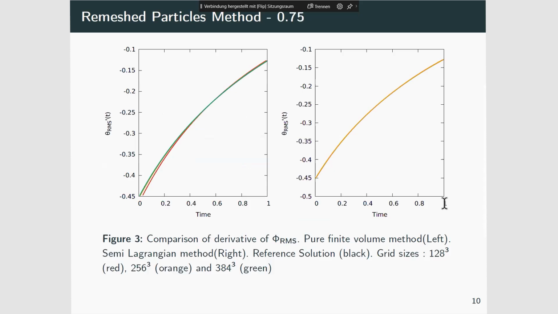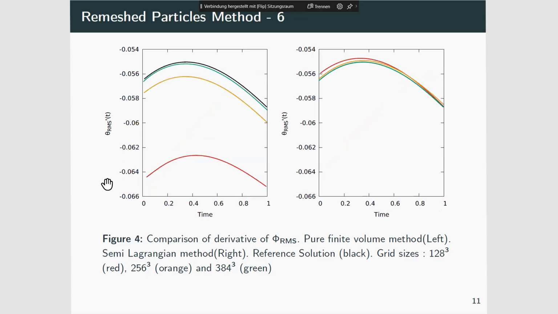In that case, on the left, you have the derivative of the evolution for a pure finite volume method, and this is for a Schmidt number which is lower than 1. So normally, the pure finite volume method will have correct results, and this is completely the case. There is a reference solution.